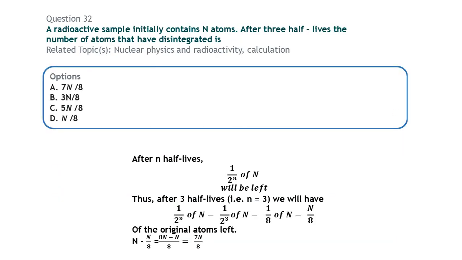Next, on nuclear physics, a radioactive sample initially contains N atoms. After 3 half-lives, the number of atoms that have disintegrated is.